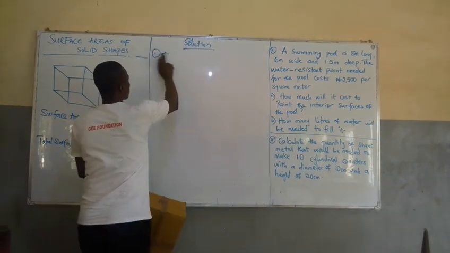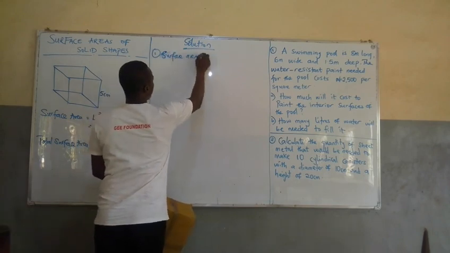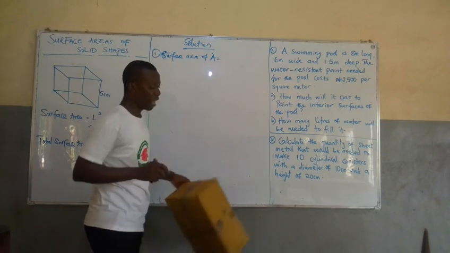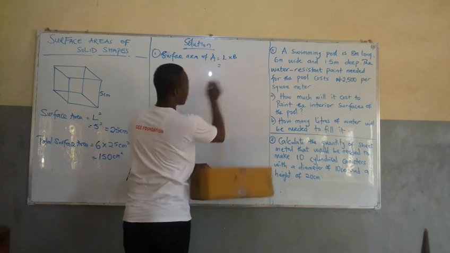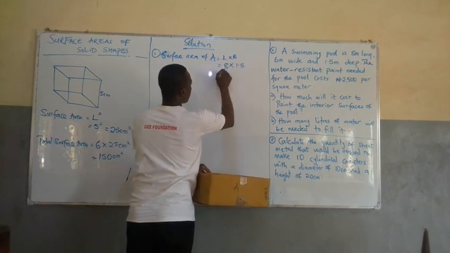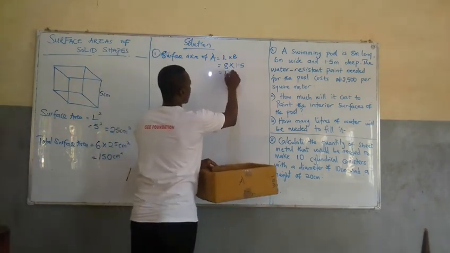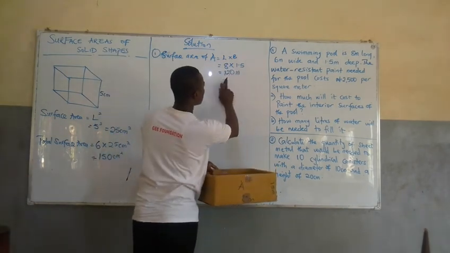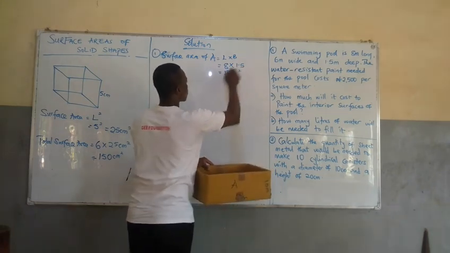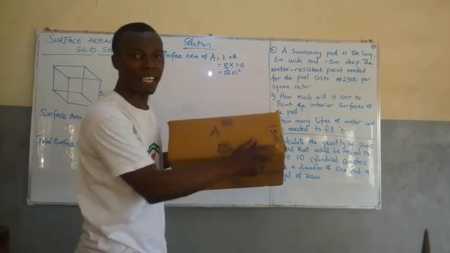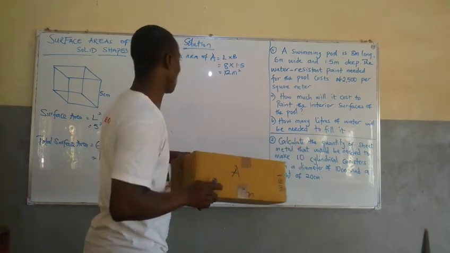So the surface area of side A. Now I'm going to find one of the sides. Now, of course, it is length times breadth. That gives me 8 times 1.5, and that is 12 meter square. So the area here is 12 meter square. Do you really understand that? Yes, I believe you do.